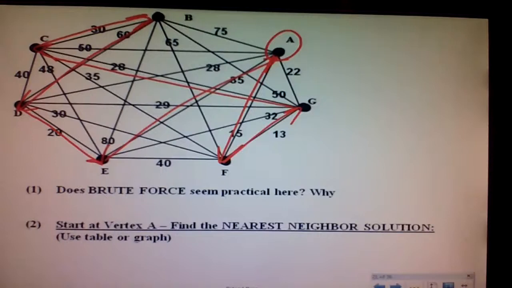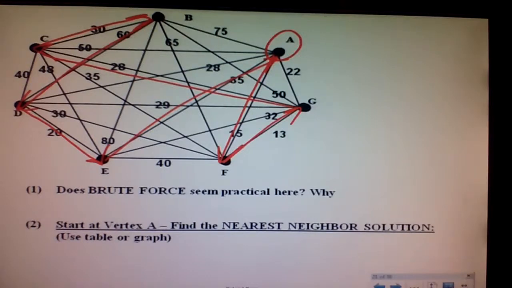Whatever your heart desires, tables. I don't care. So if they give you a graph and you prefer the table, make a table. If they give you a table and you prefer a graph, make a graph. If you want to just suck it up and use whatever they give you, suck it up. That's what I'm about.